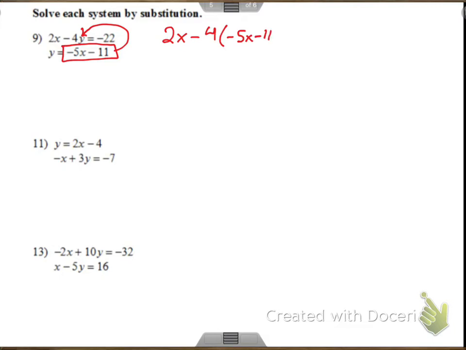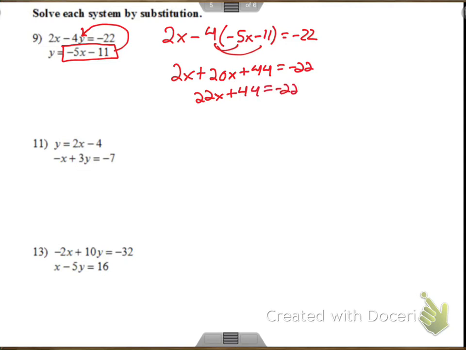And that's going to be equal to negative 22. So I'll distribute these. So I'll have 2x minus, actually it'll be plus because it's two negatives, plus 20x. And then plus 44 is equal to negative 22. Combine like terms. 22x plus 44 is equal to negative 22.